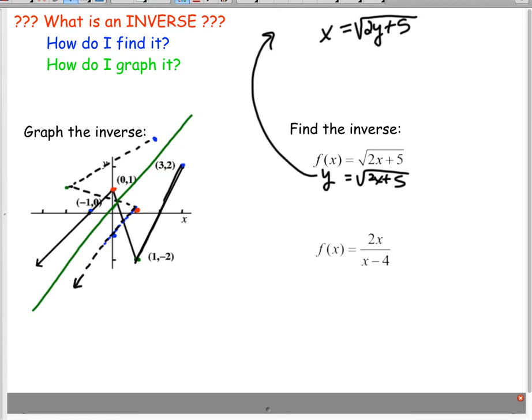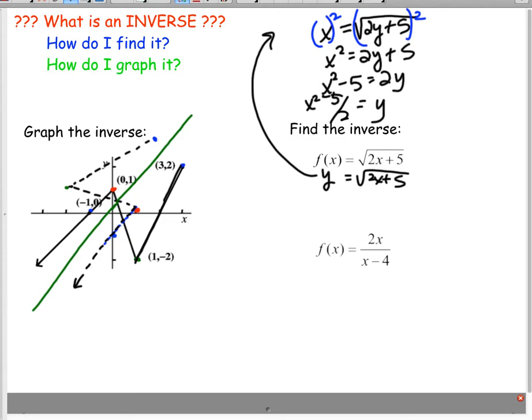Now my job is to get y by itself. So I'm going to square both sides to get rid of the radical. That's how I get rid of radicals, I square them. And now I'm going to subtract the 5 and divide by 2. So that's a little sloppy. I'll write the answer better down here. How we note inverses is we write them like this. If f of x is equal to the square root of 2x plus 5, f inverse of x, which is written like that, is x squared minus 5 all over 2.